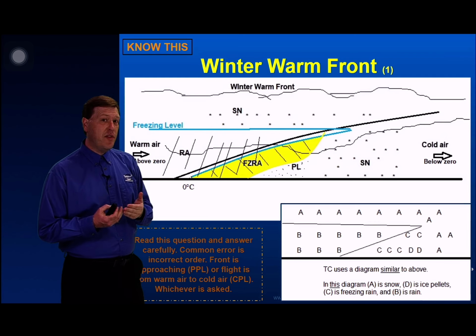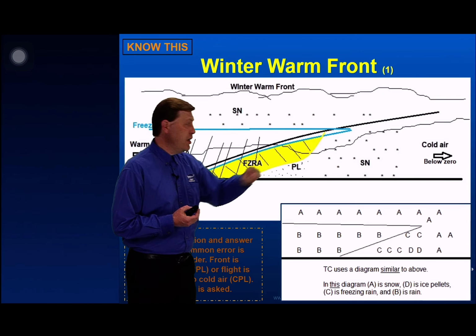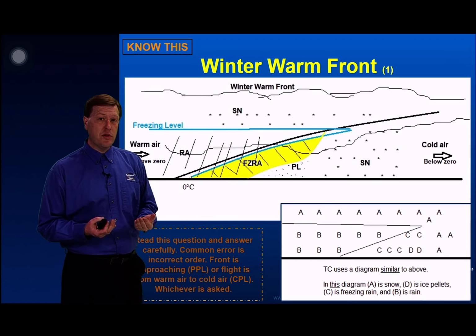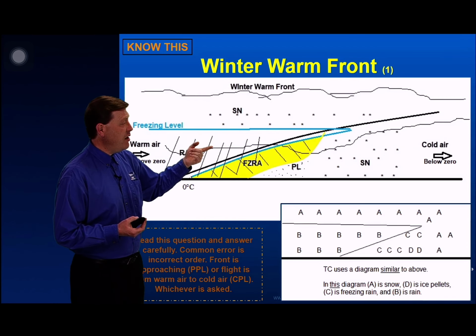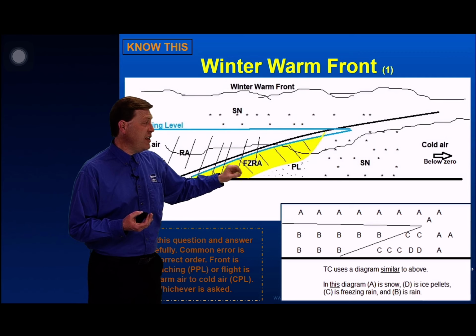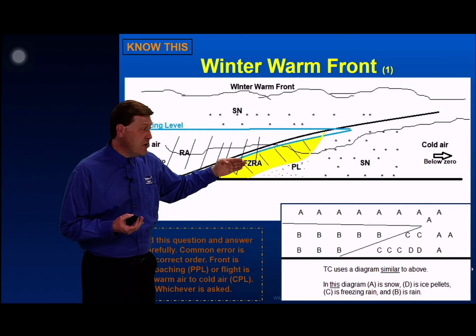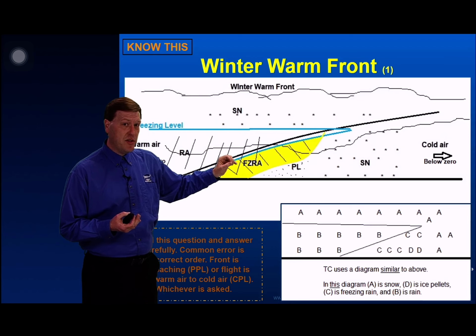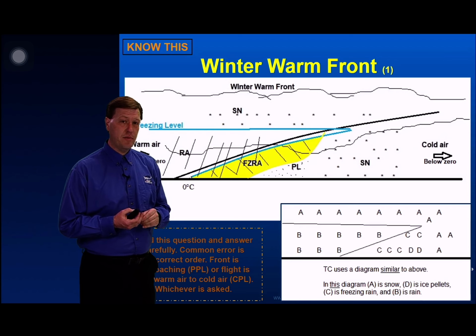But think of this. We now have that frontal slope, and below that frontal slope, the temperatures are freezing. So we start out with snow, it falls, we end up with this snow partially melting, turning into rain, and then staying super cooled and ending up as freezing rain. So it won't actually freeze until it strikes something.